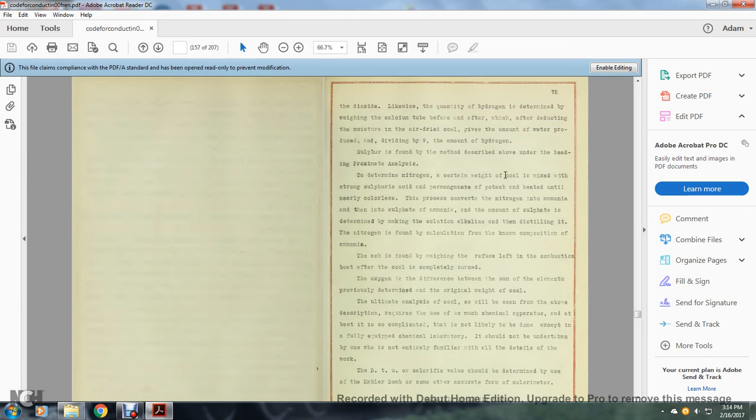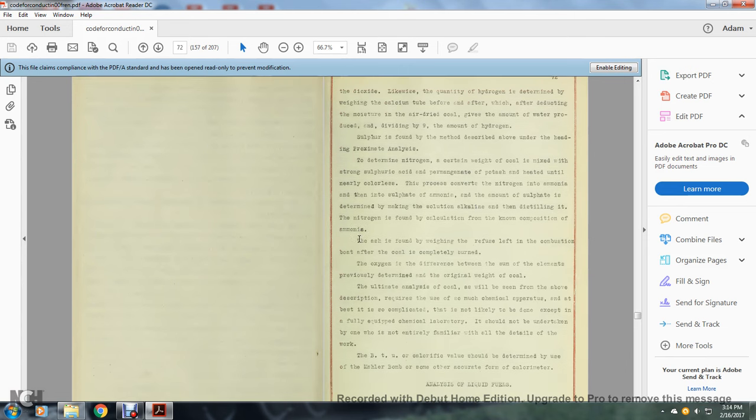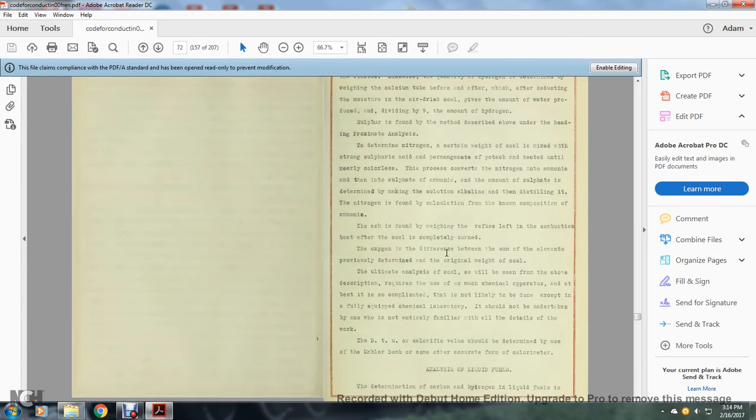To determine the nitrogen, a certain weight of the coal is mixed with strong sulfuric acid with permanganate of potash and heated until nearly colorless. The process converts the nitrogen into ammonia, then sulfate of ammonia. The amount of ammonia is determined by making the solution alkaline and then distilling it. Nitrogen is found by calculation from the known composition of ammonia. The ash is found by weighing the refuse left after the coal is completely burned. The oxygen is the difference between the sum of the elements previously determined and the original weight of the coal.